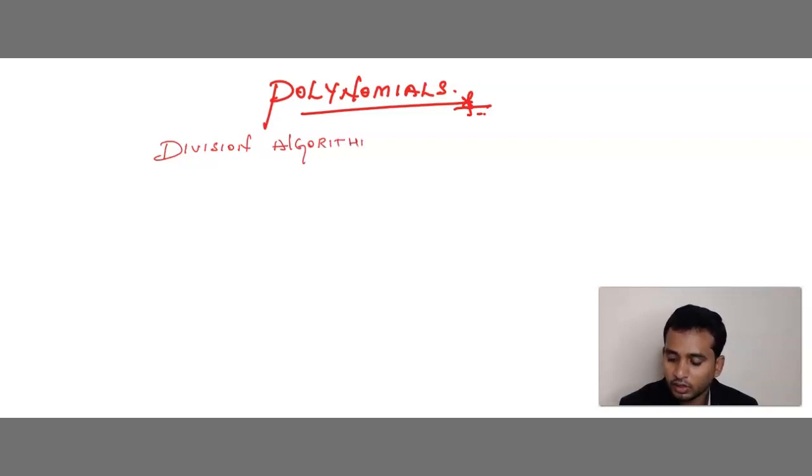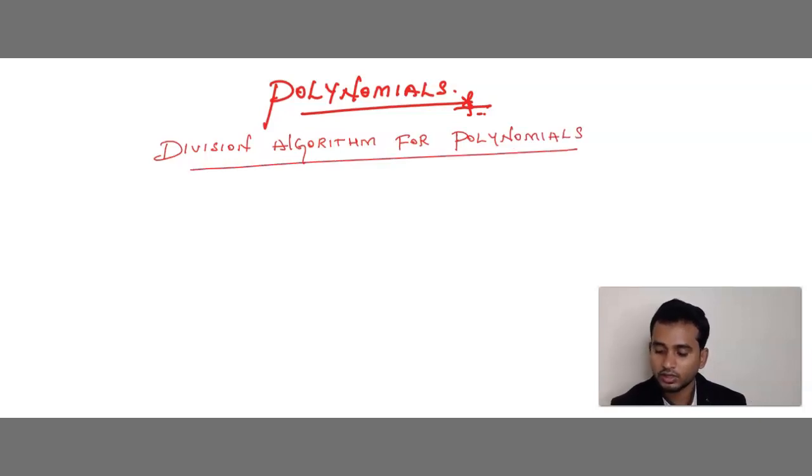Division algorithm for polynomials. So this is the title of this new topic, that is division algorithm for polynomials. Children, Euclid has suggested the lemma for two integers a and b in real numbers, that is nothing but a is equal to b into q plus r. Here also Euclid has suggested a lemma.